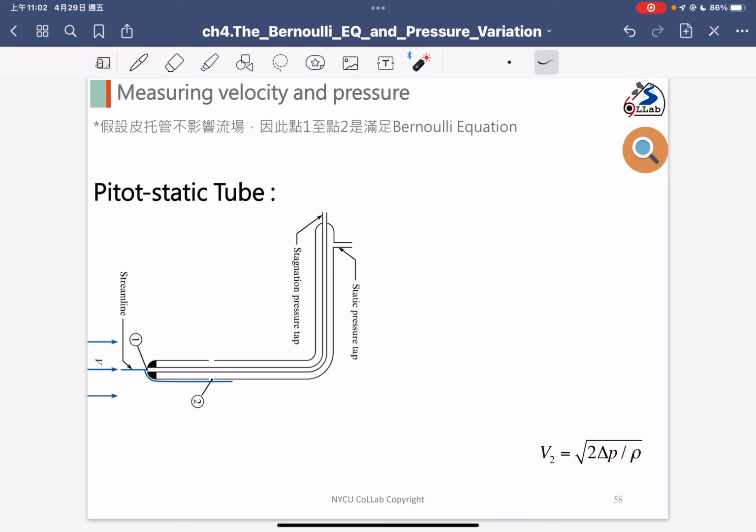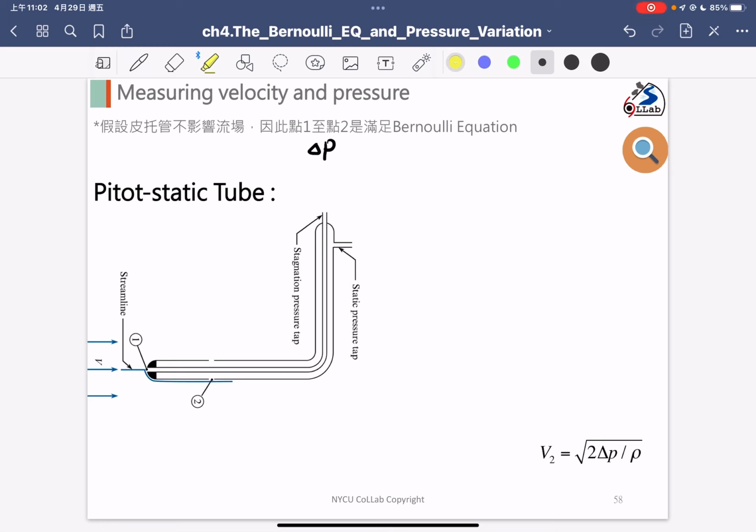So that means the pitot tube will provide the pressure difference. And once you have the pressure difference, you can estimate the velocity, just based on the formula shown here. So the key question is, how can we compute the delta P?